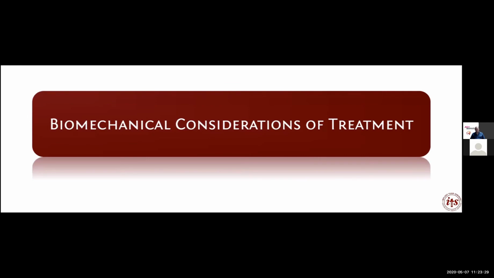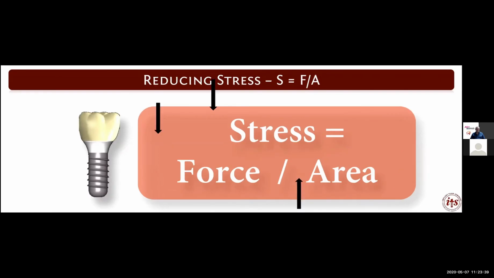Briefly, let's discuss a little bit about the biomechanics. What are the basic biomechanical factors needed for implant success? If you understand this slide, you understand everything about implant dentistry. Stress equals force divided by area. To reduce the stress, we either reduce the forces of occlusion or increase the surface area. There are two ways to increase the surface area. One is the diameter of the implant, and the other is the length of the implant.